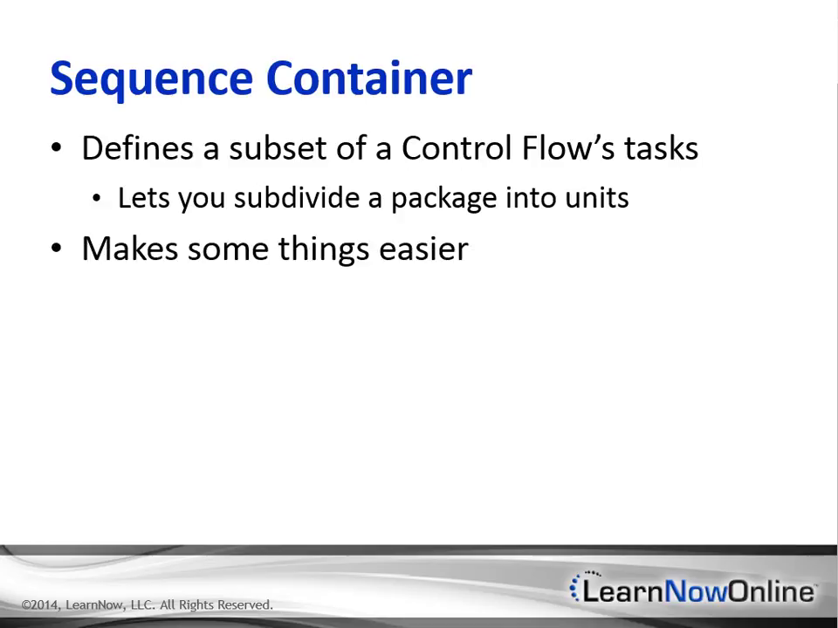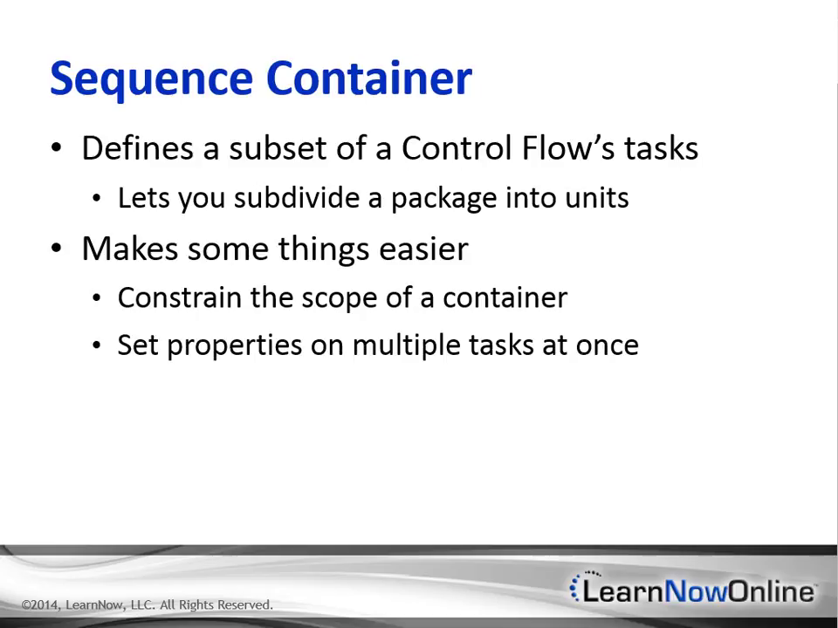Now you can use a sequence container in a lot of different ways to make building and using a package easier. Some examples include constraining the scope of a variable to just the container and its tasks. This can avoid problems with name collisions when other tasks use a variable with the same name, but they're really two different variables. Another thing you can do with a sequence container is to set properties on several tasks at once by setting the properties on the container. You can essentially include as many tasks as you want in any container, including the sequence container. And so this can be pretty efficient to be able to set properties on those tasks as a group.